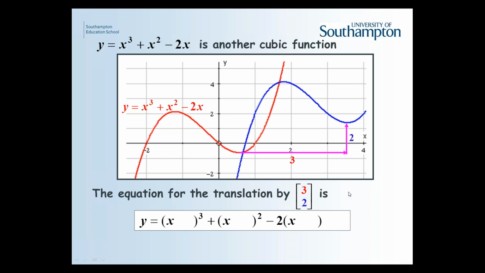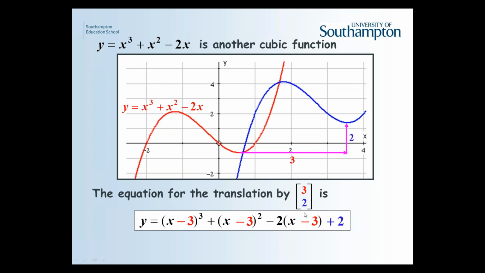Now, to make the new equation, and this is really AS level now, whenever we translate it, we're replacing the x value with a new value. Now, in this case, do you remember it's the opposite to what we think? So if it moves in the positive direction by 3, actually the x becomes x minus 3. And when we move it up or down by a number, we just add that number on the end. So we add 2 on. So this is in fact the equation of this graph here.